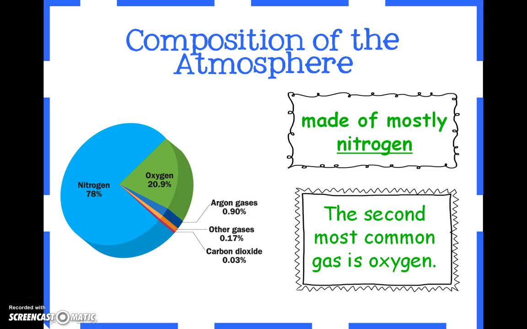Okay, so what is in the atmosphere? What are these gases? If you look at the pie chart to the left, you'll notice that nitrogen makes up 78% of Earth's atmosphere. That's a big chunk. And then oxygen, what we need, is around 21%. Then you've got other gases that make up 0.1%. Argon is 0.9%, and carbon dioxide is 0.03%. So your main ones are nitrogen, 78%, and oxygen, 21%. You need to know these numbers.